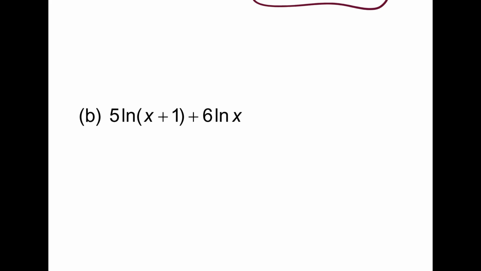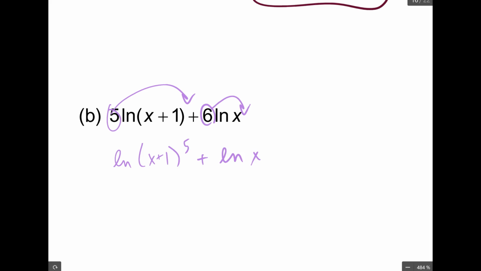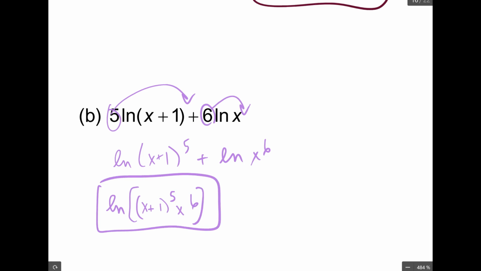All right, let's try the next one. You can pause the video whenever if you want to try this out yourself. So I'm going to bring the coefficient, because that's going to be my exponent. So I have ln of x plus 1 to the 5th plus ln of x to the 6th. I have the same base, because remember ln is just log base e. Since I'm adding, it's just going to be multiplied. So I have ln of x plus 1 to the 5th times x to the 6th. And that's it, because I'm literally just multiplying those together.